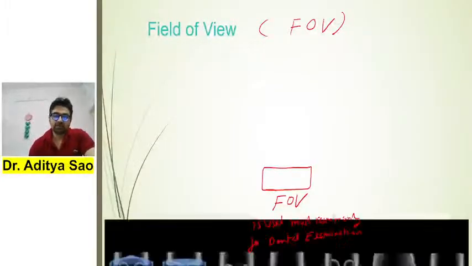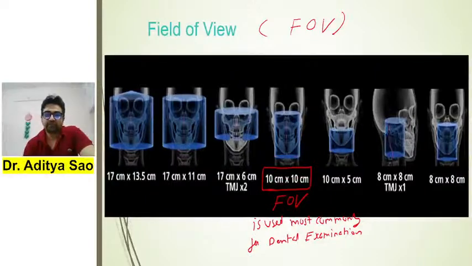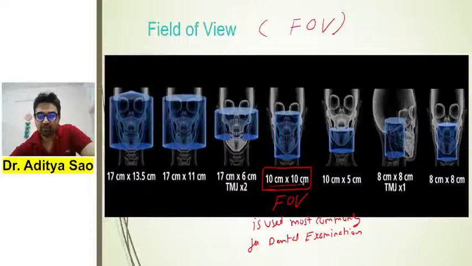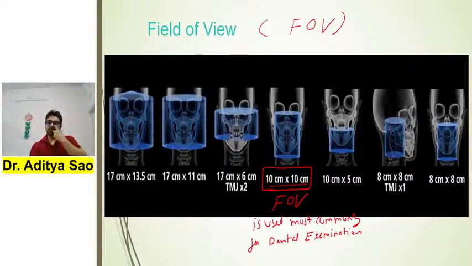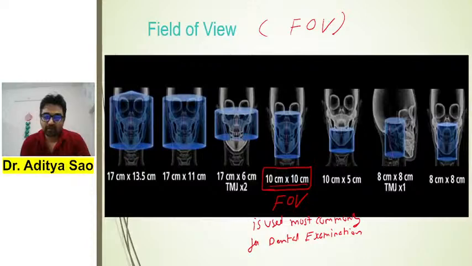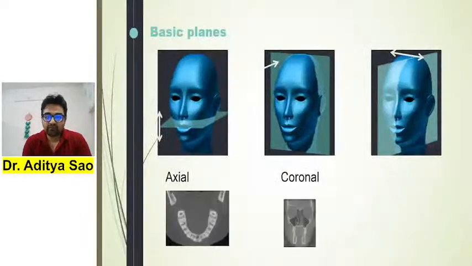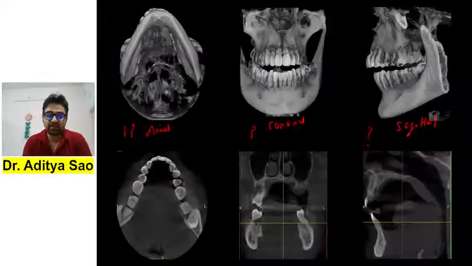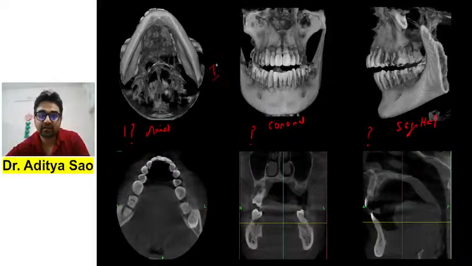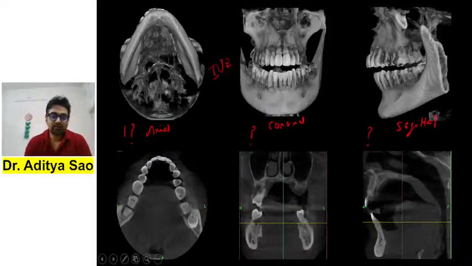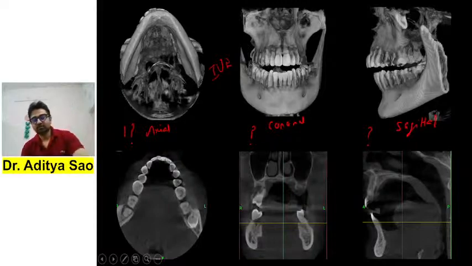One more thing that you need to remember in the field of view, that in our dentistry the most common is 10 centimeter into 10 centimeter field of view. We have already discussed this. Now this will be in 3D reconstruction form, or as I said, indirect volume rendering. So this one is the axial, this one is the coronal, and this one is the sagittal. All clear?